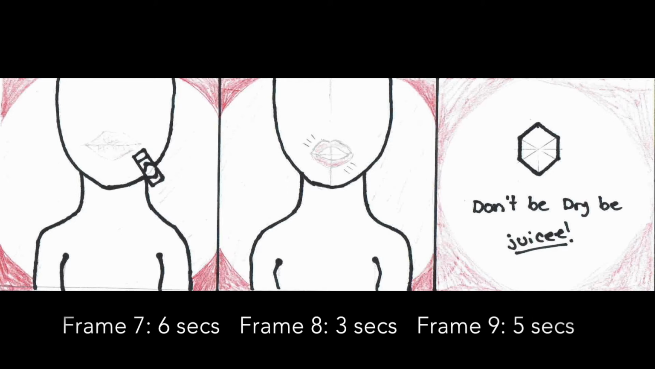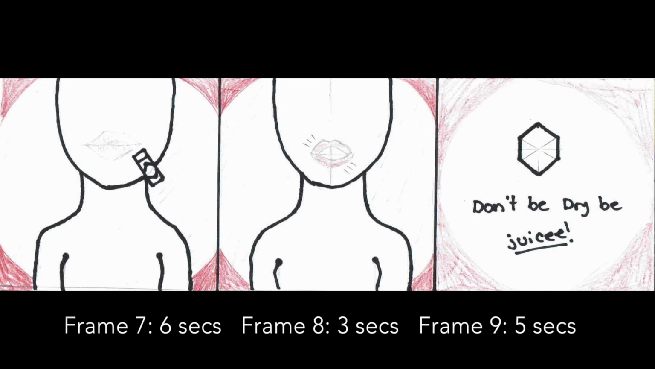Frame 8 shows the model's lips transitioning from dry and cracked to juicy and plump after the application of Juicy lip balm. The new and transformed lips are focused on for 3 seconds, putting emphasis on the lips and once again showing the audience what Juicy lip balm can do for your lips. Frame 9 includes 5 seconds of the logo and the slogan for the product. This gives the audience ample time to digest the information in this frame and make connections to the brand.